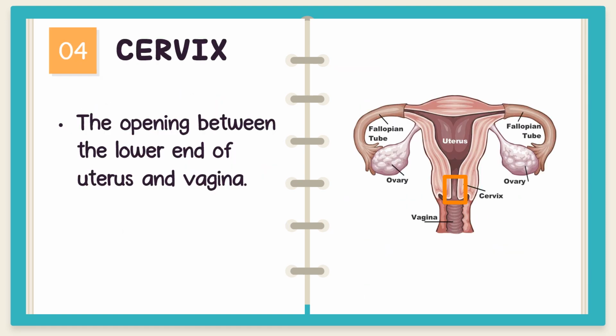The next one is the cervix. Ano naman ibig sabihin ng cervix? Cervix is the opening between the lower end of the uterus and the vagina. So, ito daw ay isang opening between the lower end of the uterus and the vagina. Makikita sa drawing ko kung saan matatagpuan yung cervix.